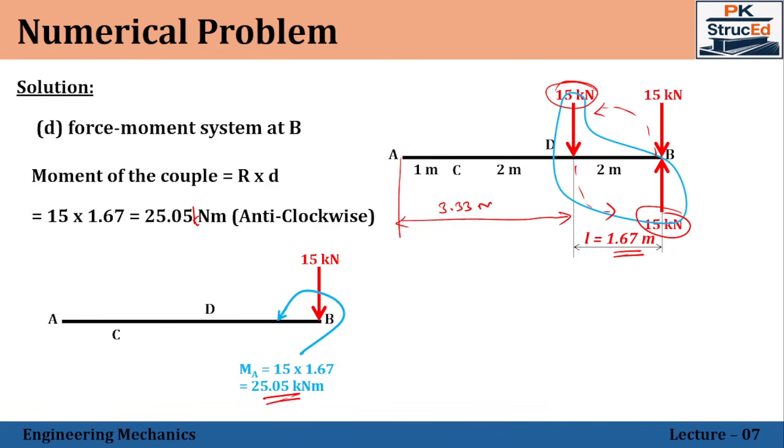A couple produces a pure rotation. The resultant force of a couple is 0. The moment of a couple is independent of the reference point, and Varignon's theorem allows us to reduce a complex force system. In the next lecture, we'll move on to the forces in space, where the vector approach will be followed. Thank you.